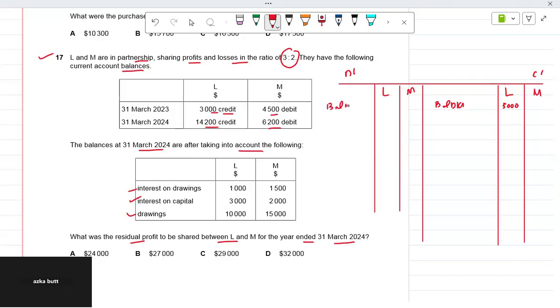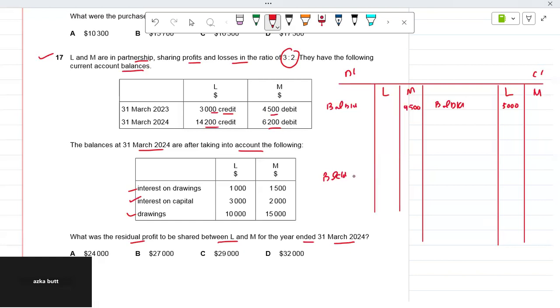This is a negative balance. We will show this here. And if you see the credit balance for L, which is 14,200, this is the credit balance. 14,200. So we will show this here, because automatically it will move towards the credit side.